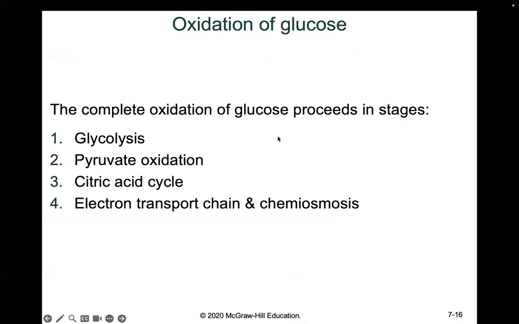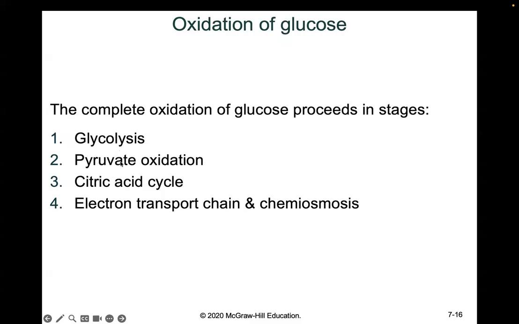This can be put into 4 stages. First of all, it's breaking down glucose, hence glycolysis. Lysis is the breaking, so breaking glucose. We do this to break down glucose from a 6 carbon into 3 carbons. Then this gives us pyruvate. So from glycolysis, we get pyruvate, which is a 3 carbon molecule.